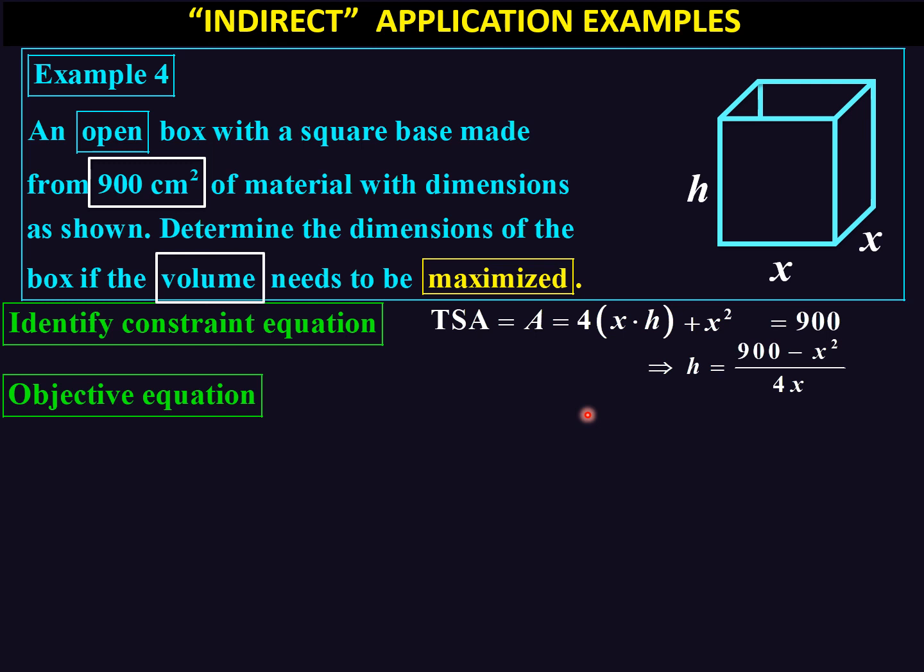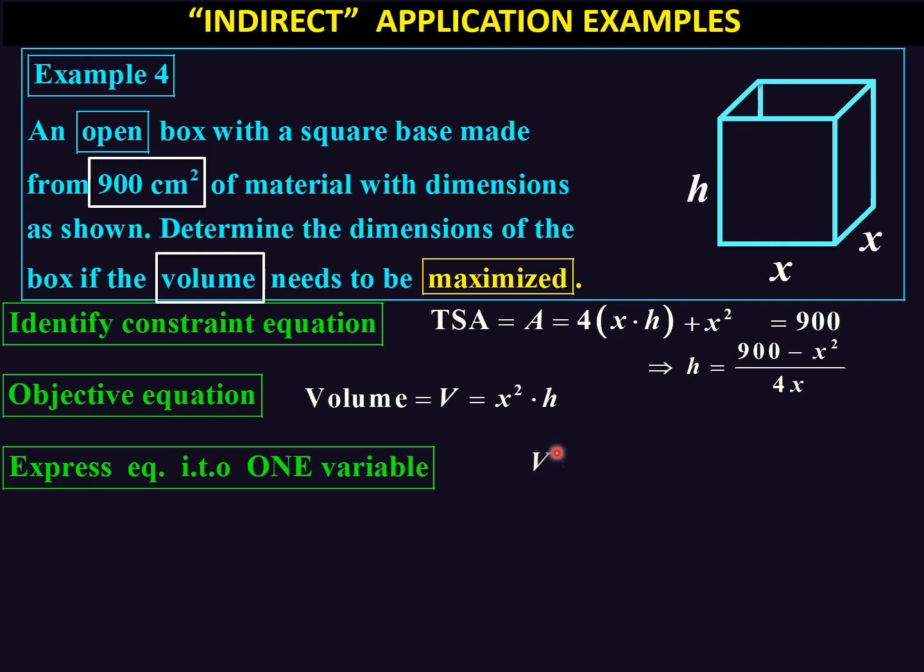And what's the volume of a rectangular box? Area of the base times height, which in this case is x squared times h. Again, we need to have one variable. So in other words, we can replace the h. We replace the h. That's what we get. So now we need to simplify.